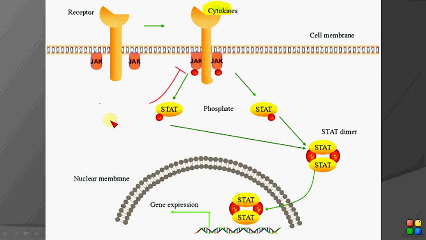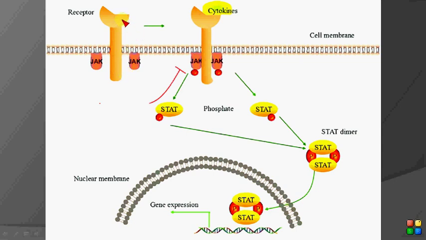Hello everyone, in this video we are going to discuss the tyrosine kinase signaling pathway, or the JAK-STAT pathway. This pathway looks difficult and it seems like a monster, but it's not difficult at all. It's quite simple. You can see here this is a receptor and these are the Janus kinase molecules which are lying inside the cell membrane.